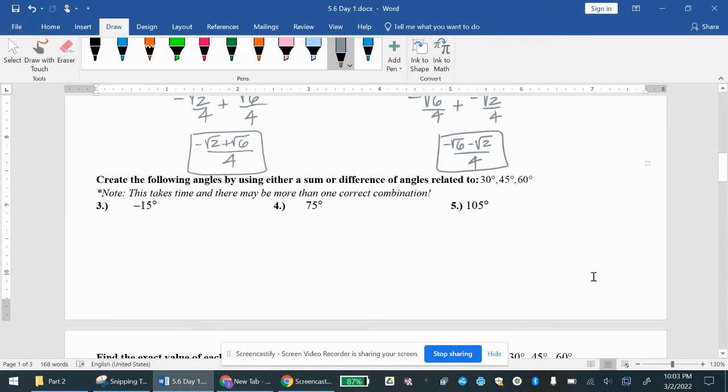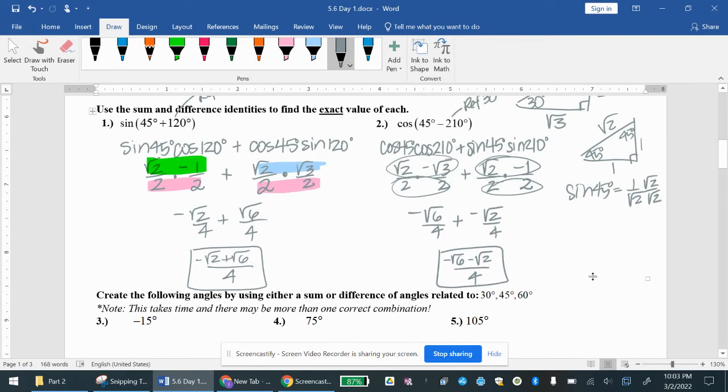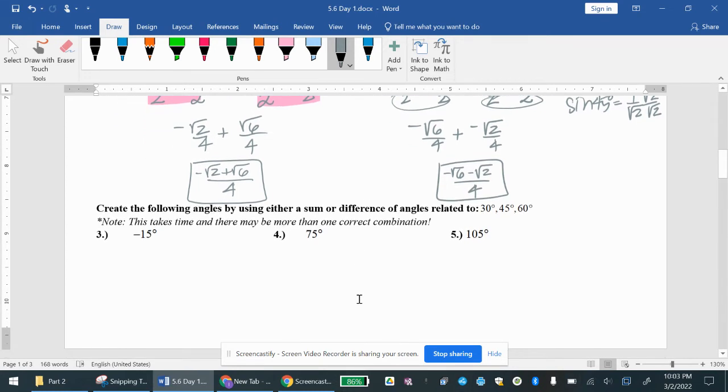Okay, so for the next couple problems that are coming up, we're going to practice doing the separation that was already given to us in number 1 and number 2. You see how they had 45 degrees separated from 120 as a sum or 45 minus 210 separated with a difference. We're going to practice creating those sums and differences to obtain the result in the given angle.